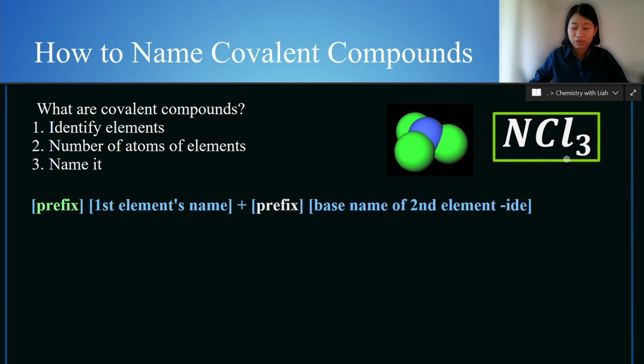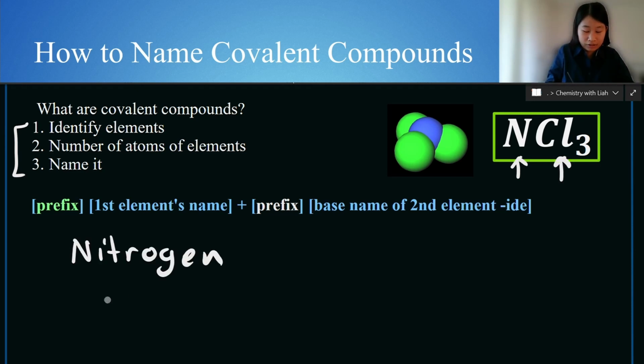Now we're going to start with NCl3, and we want to name this. So let's follow these steps on the left, and number 1 says we need to identify the elements. We have N and we have Cl. N is for nitrogen and Cl is for chlorine.